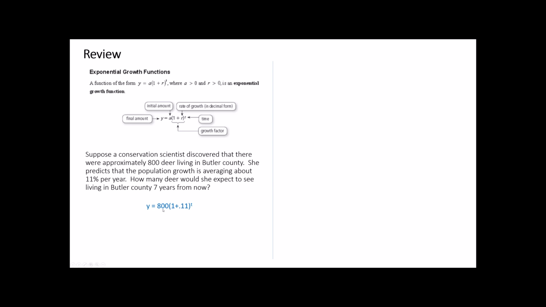There are currently 800 deer. Next year, we expect to have 100% of those, or all of those back, and 11% more. Or in other words, we expect next year to have 111% of our current population. And then the year after that, we expect to have 111% of that new amount, so on and so forth for 7 years. Since we're going to be multiplying by 111%, or 1.11, repeatedly, we would make that to the 7th power.